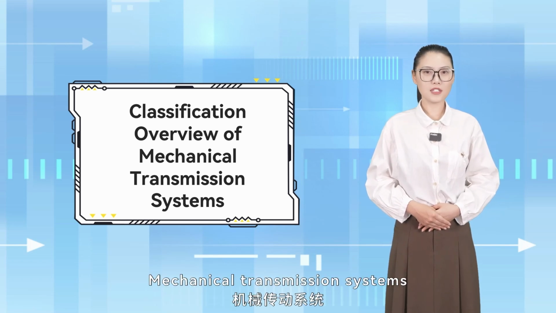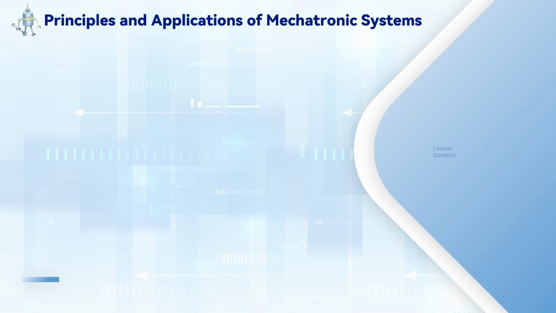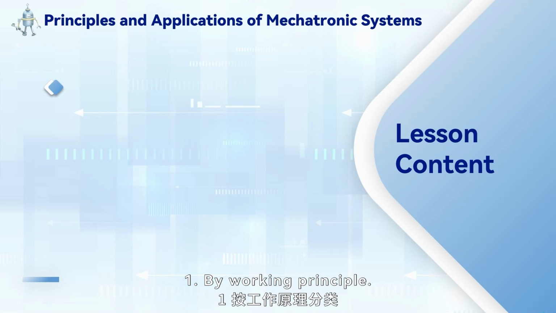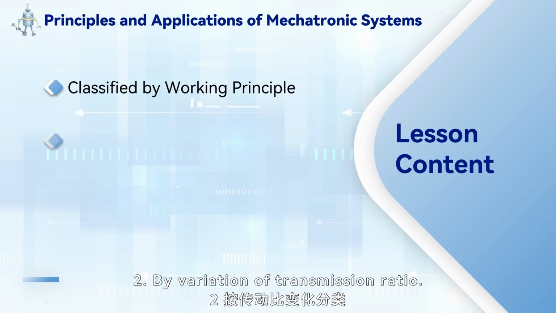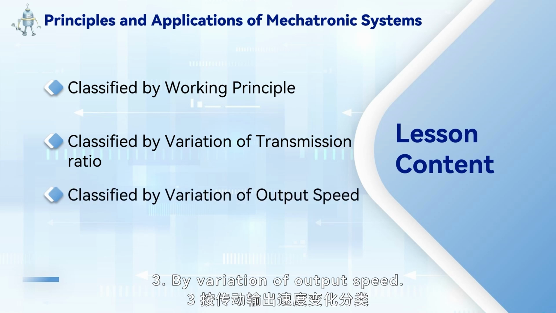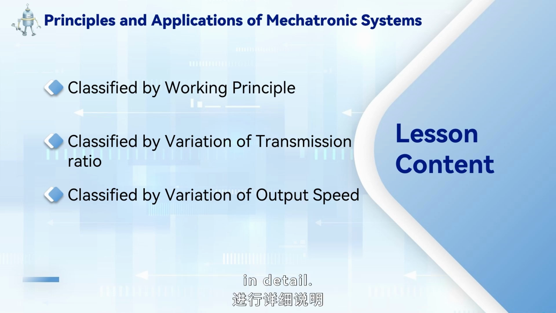Mechanical transmission systems can be classified according to different principles. There are three main methods of classification. 1. By working principle. 2. By variation of transmission ratio. 3. By variation of output speed. Next, we will explain each classification method in detail.